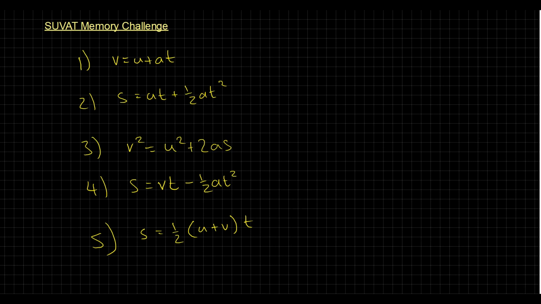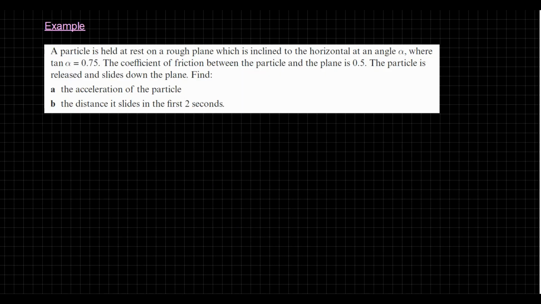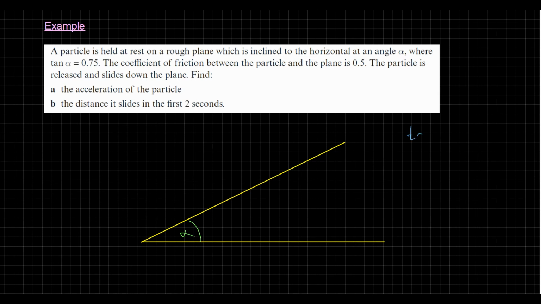Okay, so with that done, let's take a look at an example question within this particular topic. So we've got now a rough plane. So we're talking inclined planes, we're talking friction because it's rough. The angle is alpha. And in this case, we're going to be talking about something moving. It's accelerating, it's sliding for 2 seconds. So we've got some movement going on. Let's first take a note.